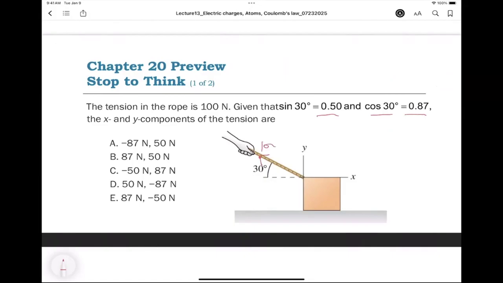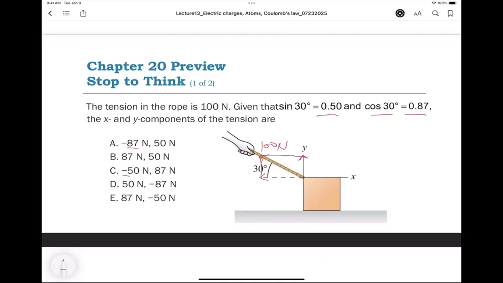You can see this is 100, and it will have two components, one is y and the other is x. For the y, it is positive, am I right? But for the x, it is negative. So you just need to find out which one is negative. Yeah, this one is negative for the x, am I right?